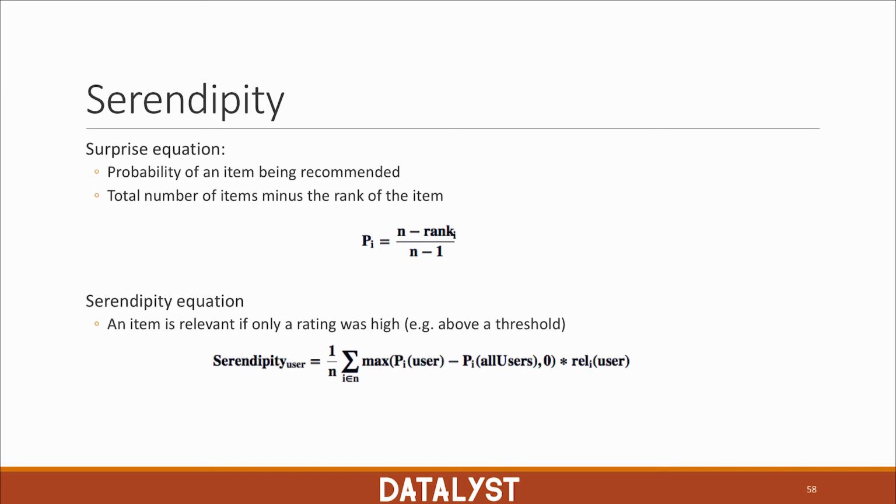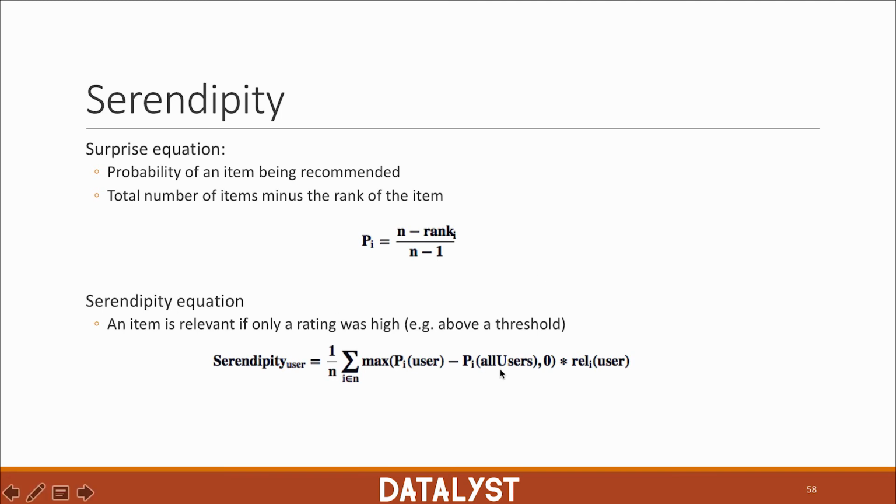This means that if we're talking about the most popular item on the list, then the probability of it being recommended would be something like 99%. Whereas if we're talking about the last item on the list, then the probability will be close to 0. Once we've defined the surprise equation, it's very easy to define the serendipity equation. We have to go across all items and take an average, as you see here. And we also have a relevancy term, so we might only take the top 20 or 30 items for a user. We assign, for example, the score of 1 to all the items in the top 10 and a score of 0 to all the others.